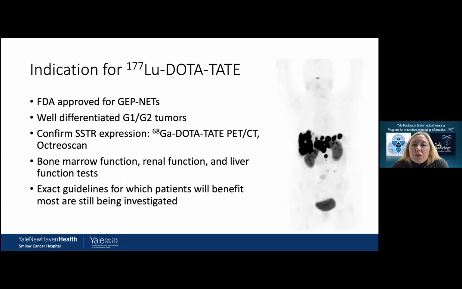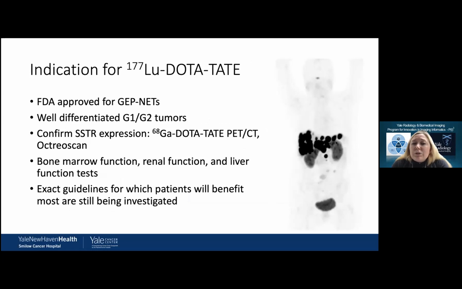So the indications for lutetium dotatate: these are the GI neuroendocrine tumors, and they have to be well differentiated G1 and G2 tumors. We need to confirm somatostatin receptor expression, and that can be done with gallium dotatate PET-CT.